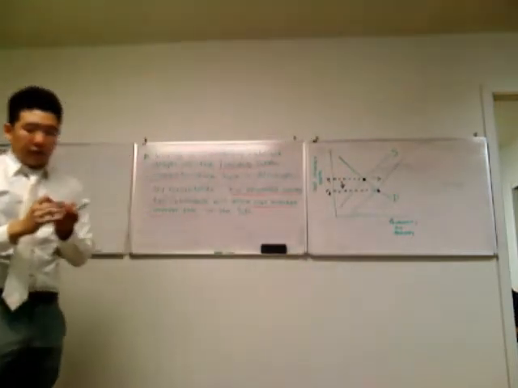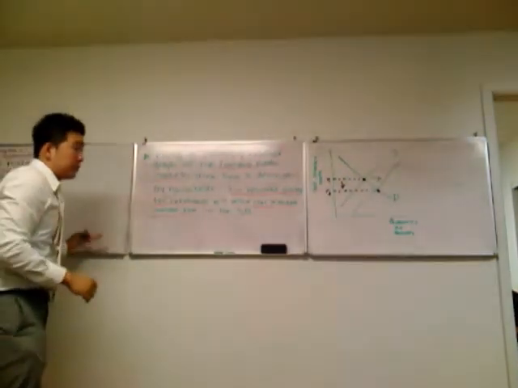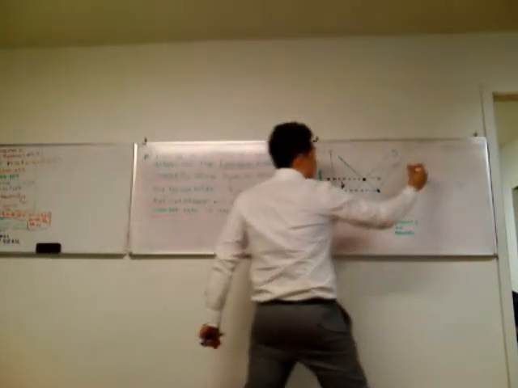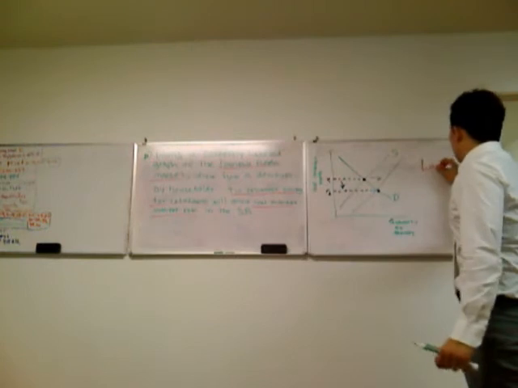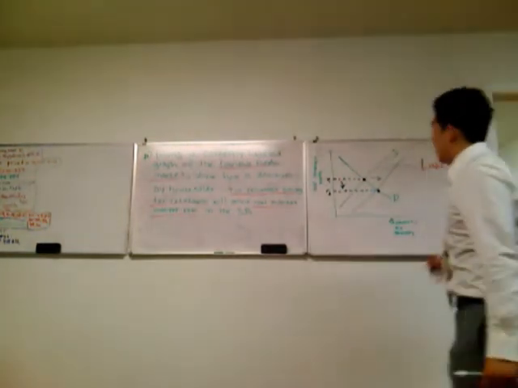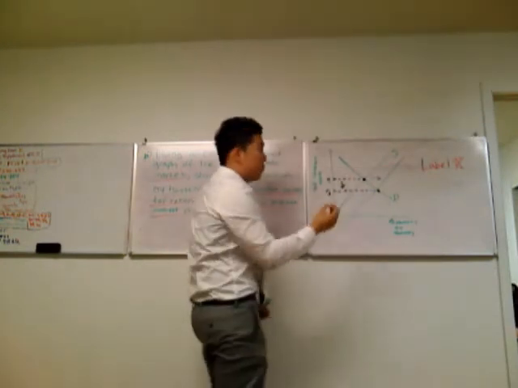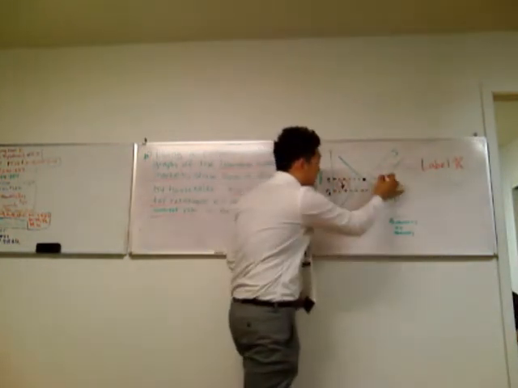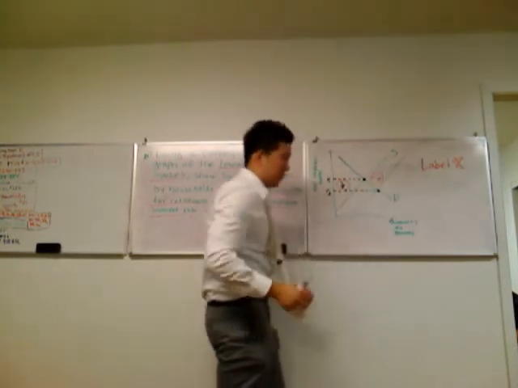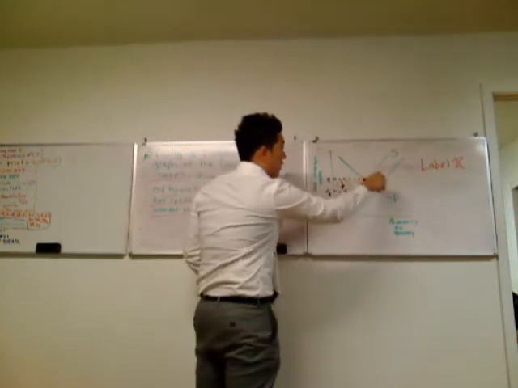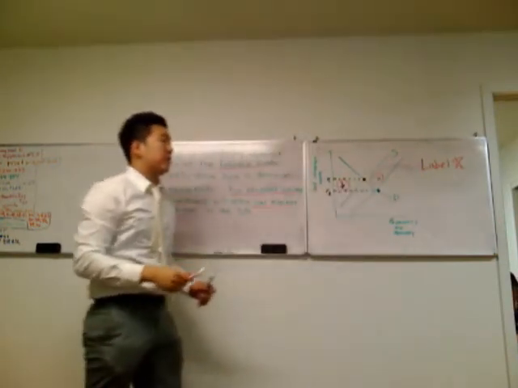Now, in order to receive 3 points for this question, we will need to label the graph correctly. Then we must show the movements of the graph. We have the downward movement and the rightward shift of the curve.